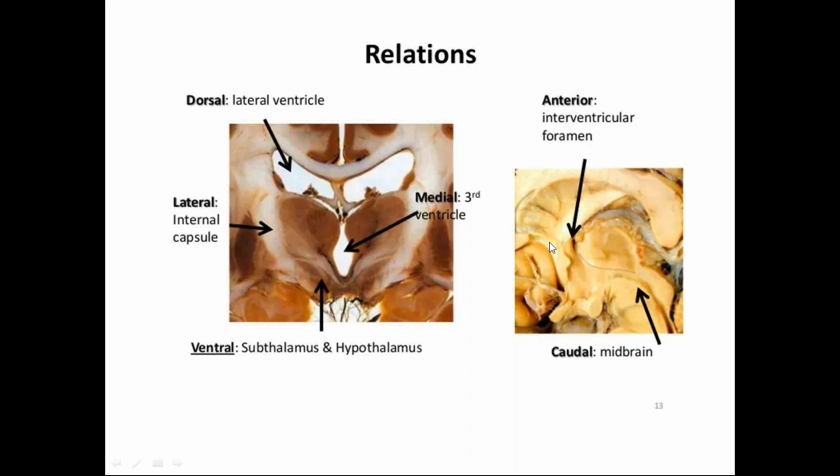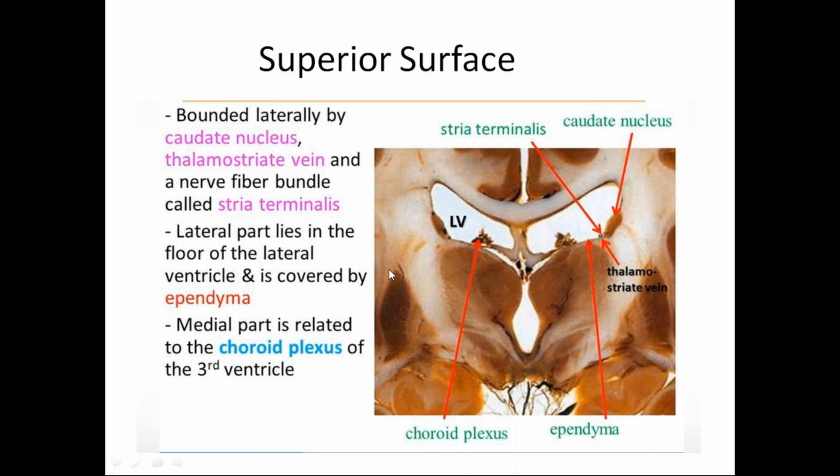The floor would be continuous with the cerebral aqueduct. Below this, all that we see is part of the hypothalamus. This is the subthalamus, and the rest of these structures that we see are part of the hypothalamus. We will now see the surfaces and boundaries of the thalamus.